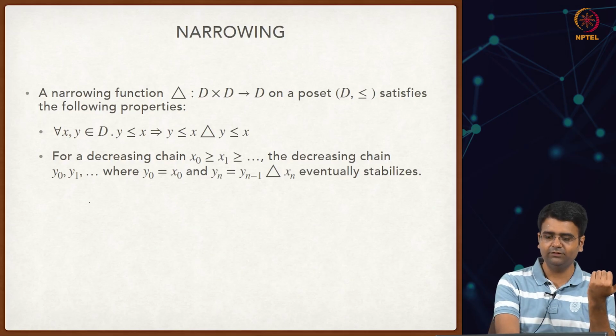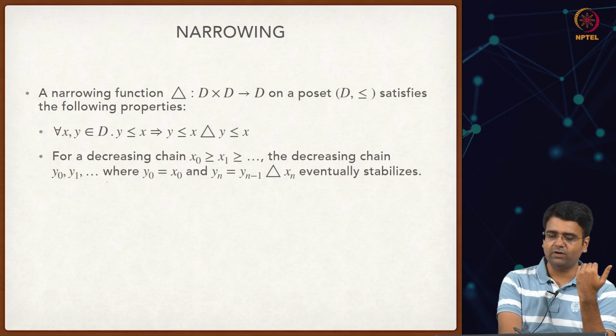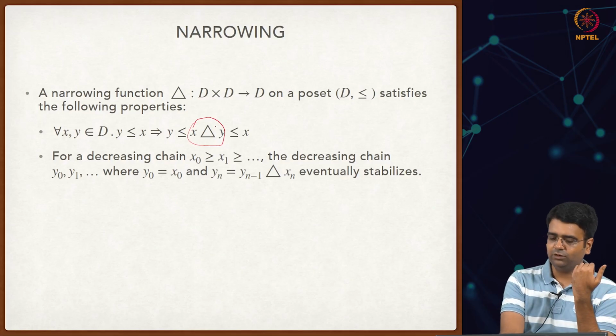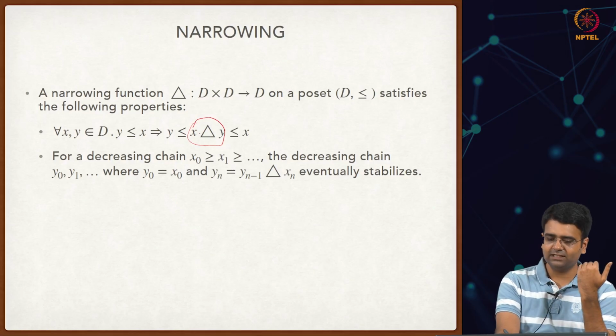So this is the formal definition of the narrowing operator. Just like the widening operator, the narrowing function is denoted using this upward triangle. This is another function from D cross D to D, and it satisfies these two properties. If you have any two elements x and y such that y is less than or equal to x, then x narrowed with y is greater than or equal to y and less than or equal to x, in the sense that it lies between y and x.